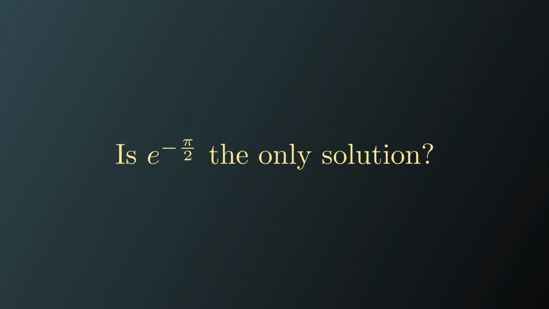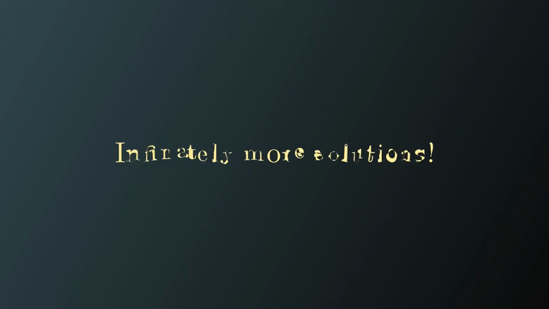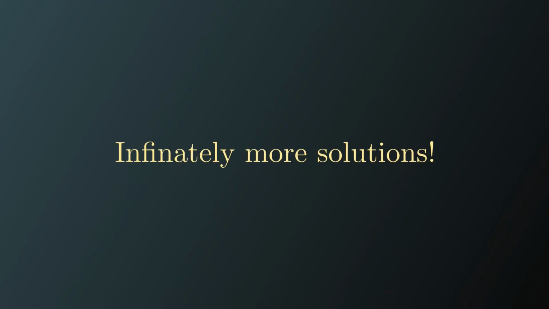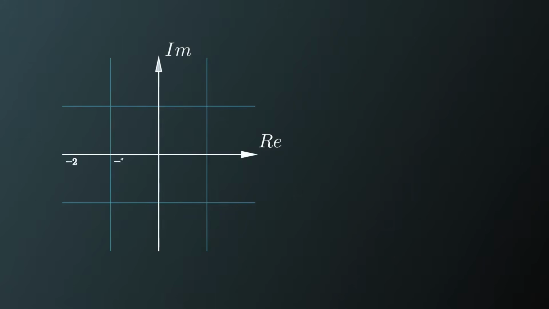But is this the only solution? And I'll tell you straight away that it's not. And not only that, there are infinitely many more solutions. So let's see how to find all of these. To do that, let's come back to the complex plane. When we plotted I, we found that r is equal to 1 because it's a distance of 1 from the origin. Also, it's a right angle above the x-axis, so we saw that theta is pi by 2.